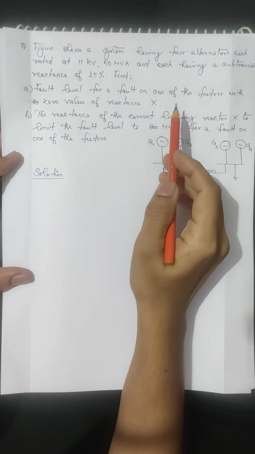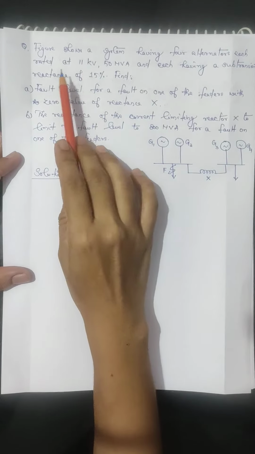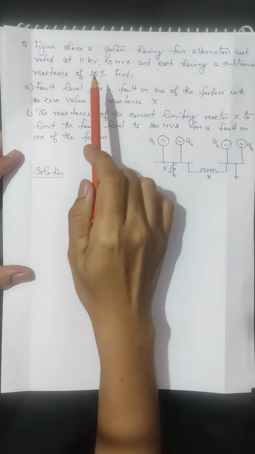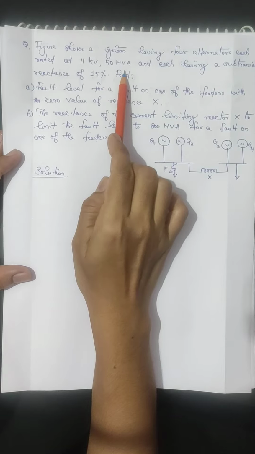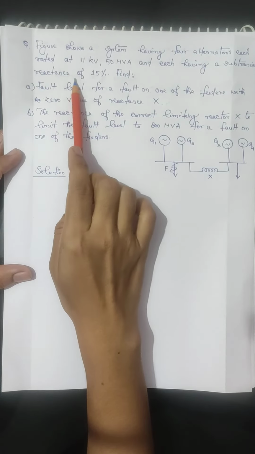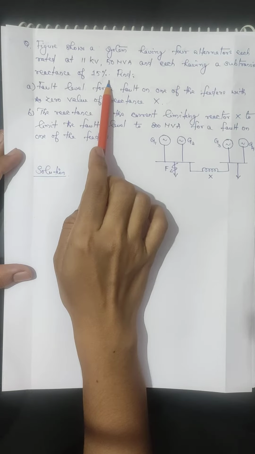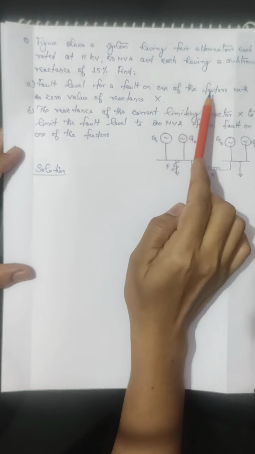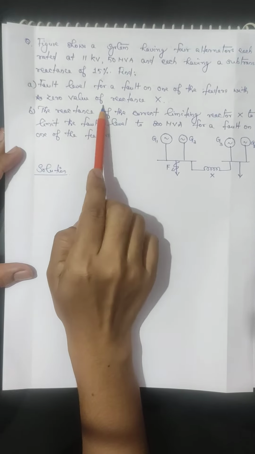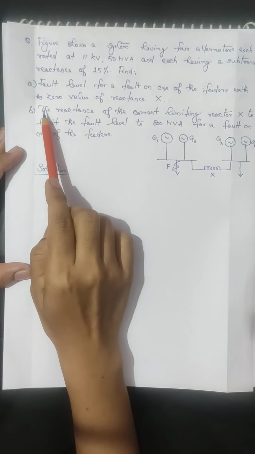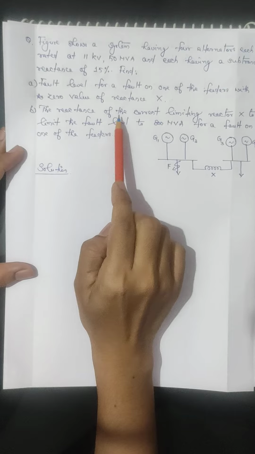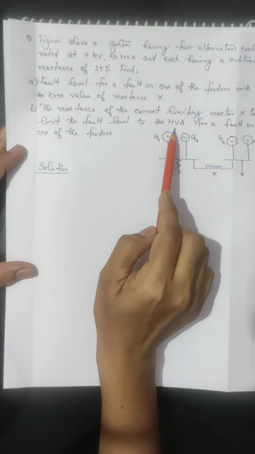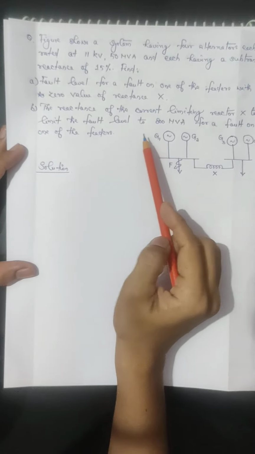Let us solve a problem on symmetrical fault analysis. Figure shows a system having 4 alternators, each rated at 11 kV, 50 MVA, and each having a subtransient reactance of 15%. Find the fault level for a fault on one of the feeders with 0 value of reactance X. And the second part is the reactance of the current limiting reactor X to limit the fault level to 800 MVA for a fault on one of the feeders.